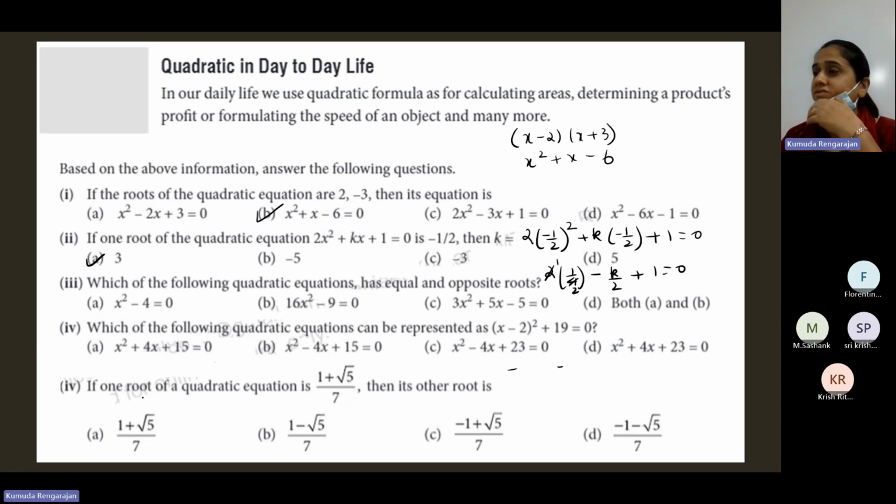My answer is right for the first and second one. Correct?